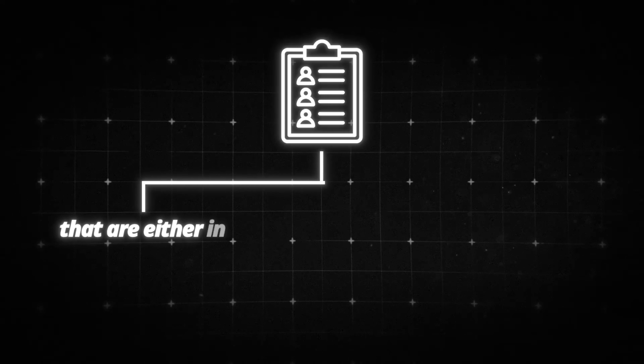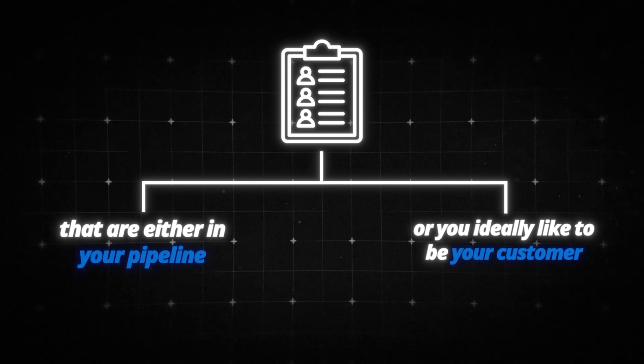And if you don't have that many customers, you might start with a list of people that are either in your pipeline or you'd ideally like to be your customer. Now your predictive audience can totally bomb if the quality of the people in that list is not great, because with machine learning, it's garbage in, garbage out. So you have to make sure you're using really high quality people.